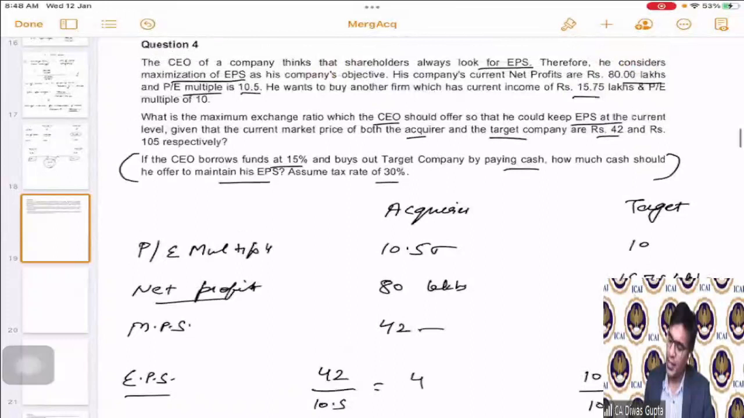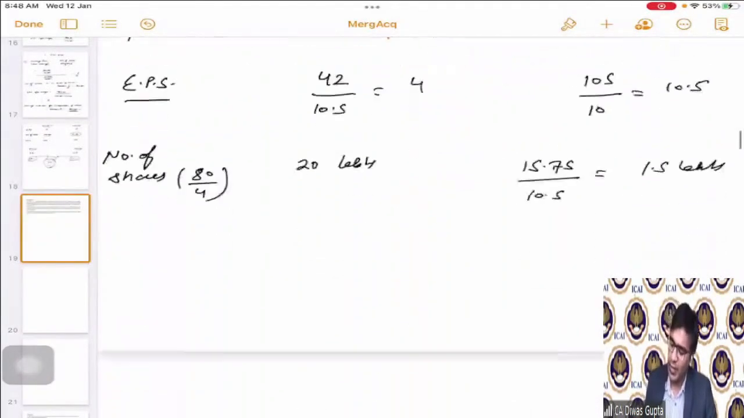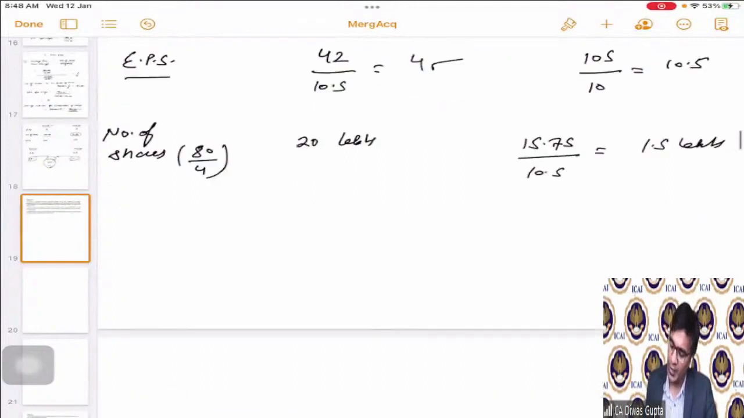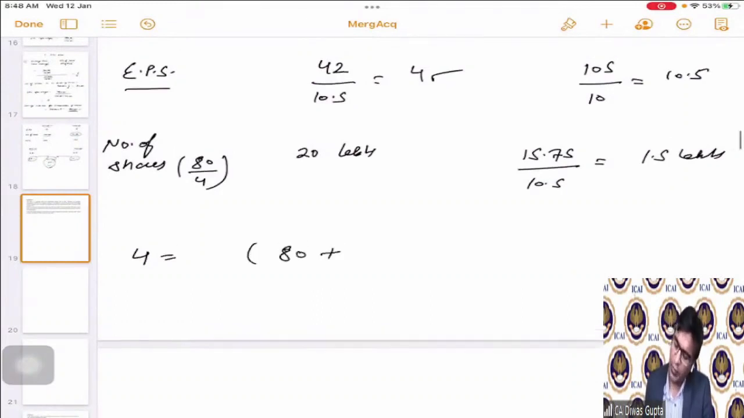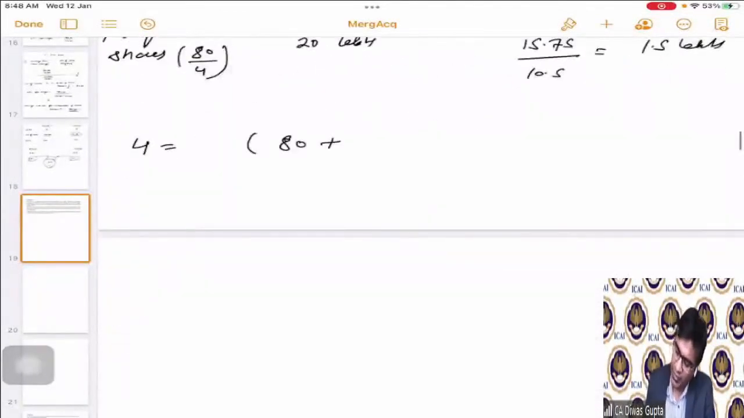Now, the question is saying that what is the maximum exchange ratio which the CEO should offer so that he could keep the EPS at the current level? What is the current EPS? 4 rupees. So ideally 4 we have to equate to 80 lakhs of profits plus 15.75 lakhs of profit, which is the target company.